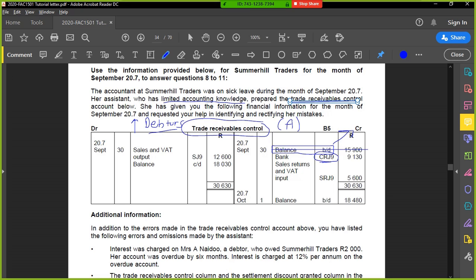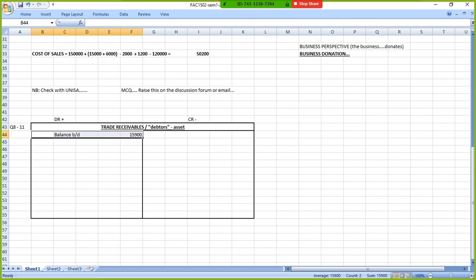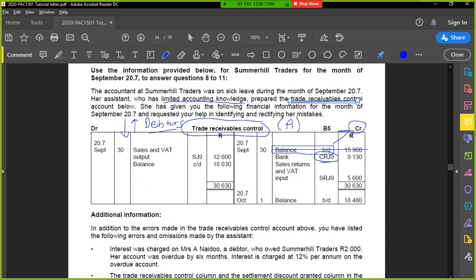Think about it logically. What happened here? I received money from the debtor. How do I decrease debtors? Credit. So that's right. They did the right thing there. 9130. That's correct. Bank will go on this side. CRJ, 9130. Nothing wrong with that. Cross out. Okay, sales returns and VAT input.